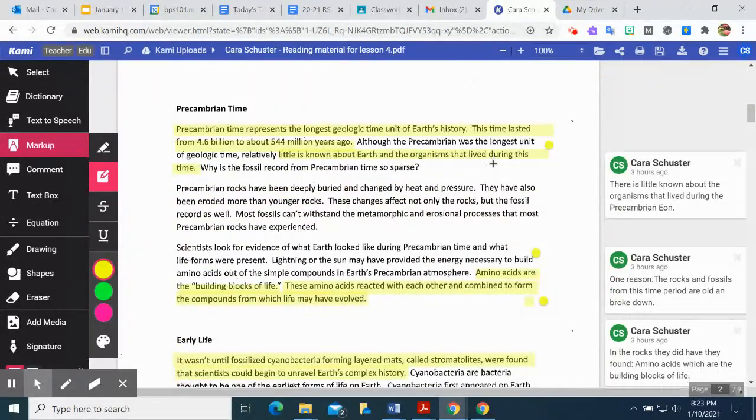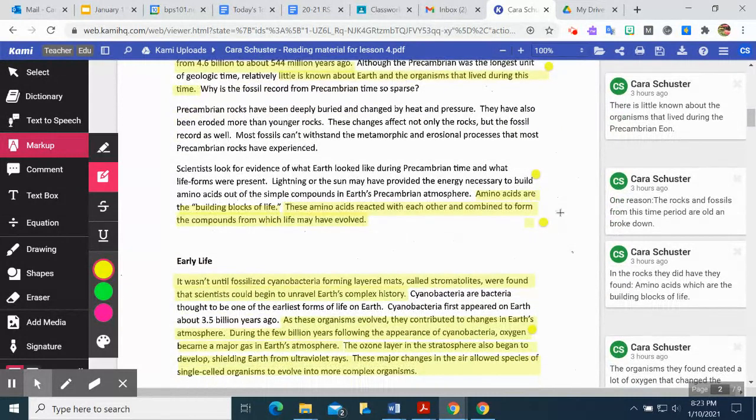Now, when we take a look down here, the importance of this article is again talking about how do we find out about the animals that were living during this time. We do have the fossils, but because it was such a long time ago, the rocks and the fossils broke down very easily, and there's hardly anything left of these fossils. So it's kind of hard.